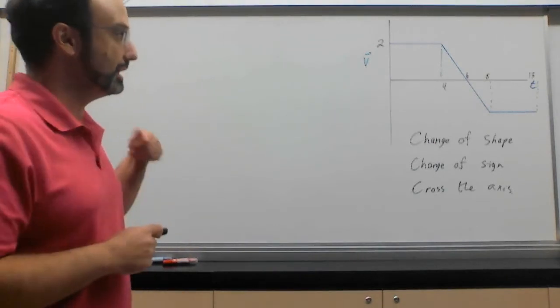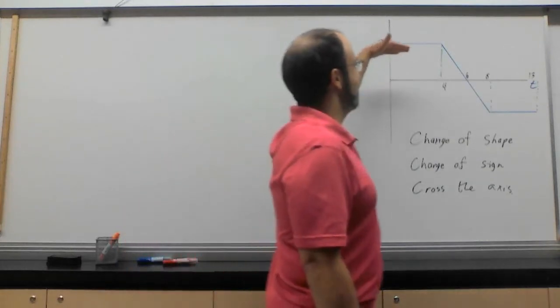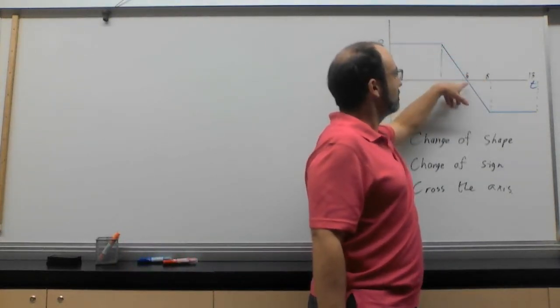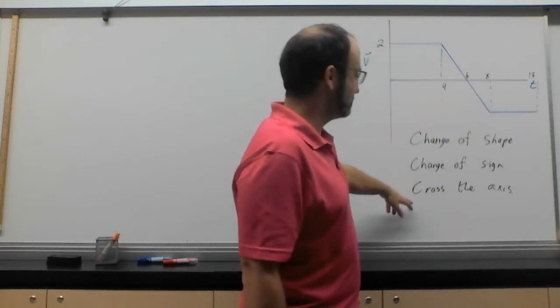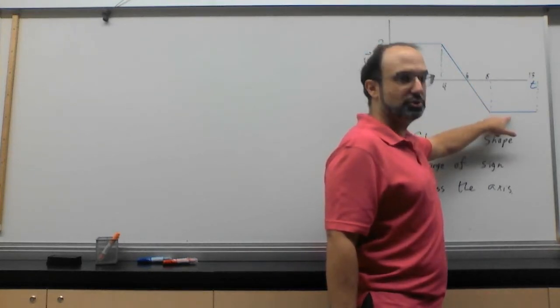So in this case here, I cut the graph at those locations because here I go from a flat line to a slope line, so that's a change of shape. I also go across the axis here. So this is one area, this is another area. That's a change across the axis there. So we cross the axis. And then here I go from a slope to a flat, so that's another change of shape.